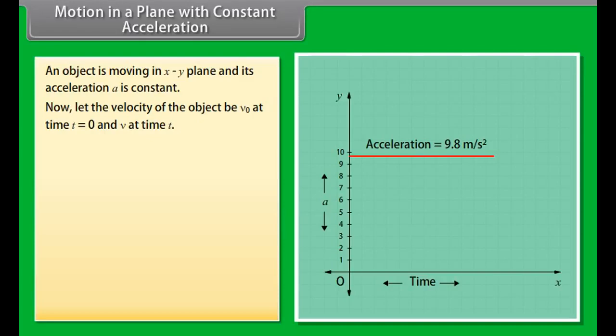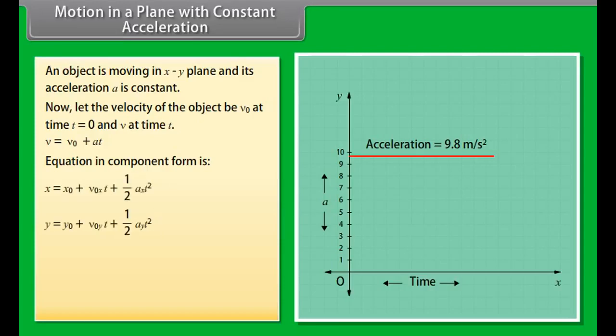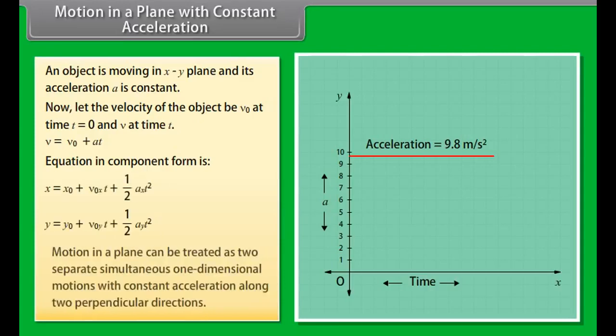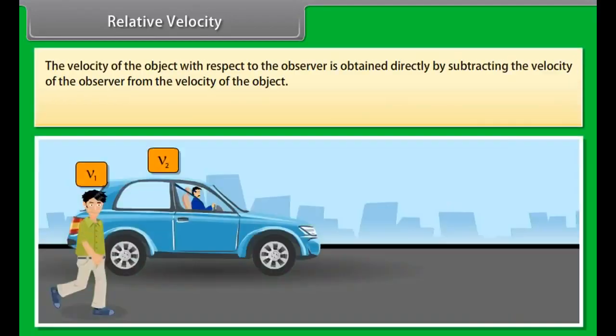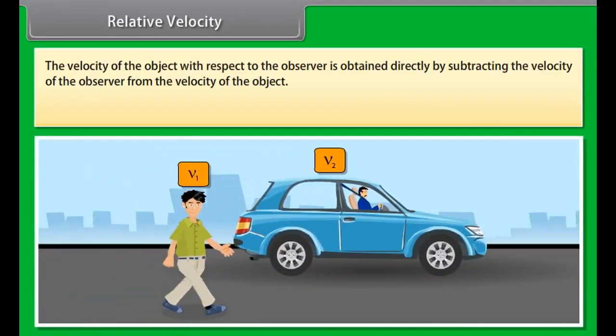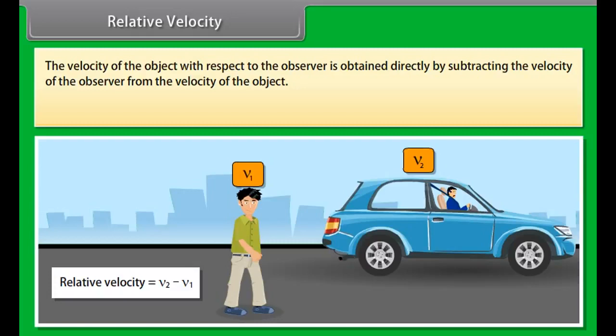In 1 dimension, the velocity and the acceleration of an object are always along the same straight line. However, for motion in 2 or 3 dimensions, velocity and acceleration vectors may have any angle between 0 degree and 180 degree between them.